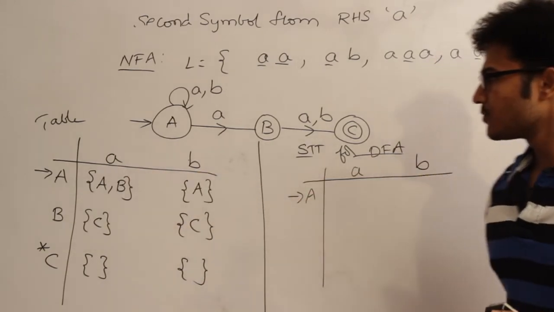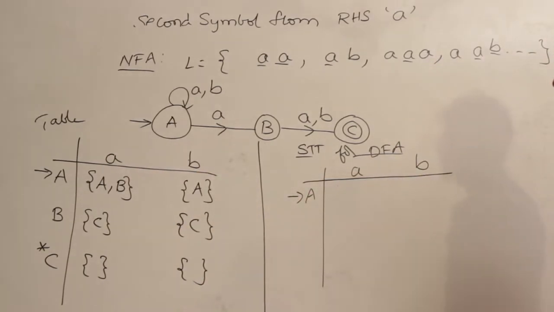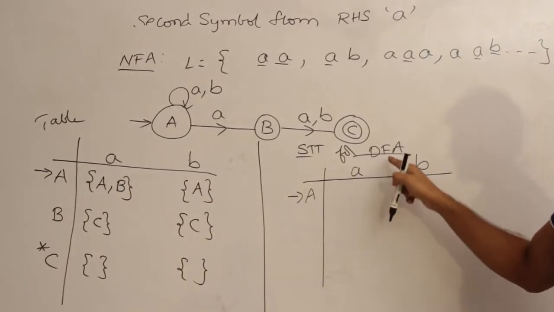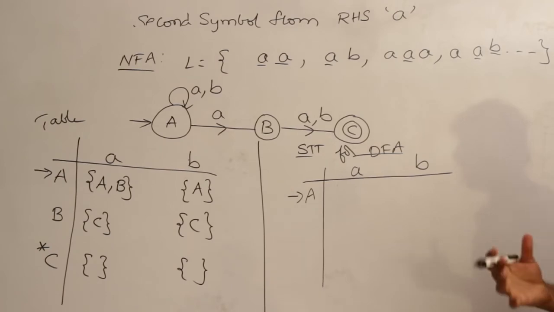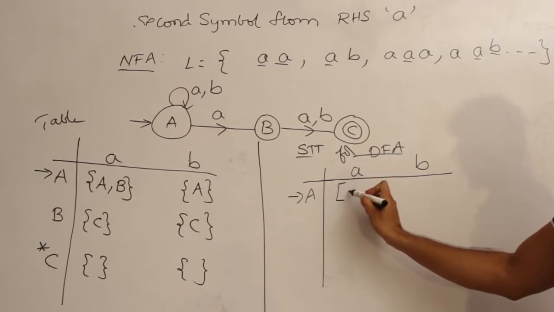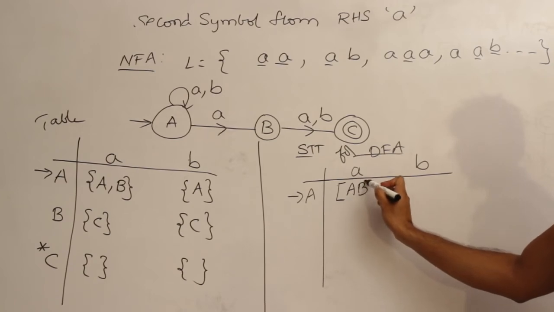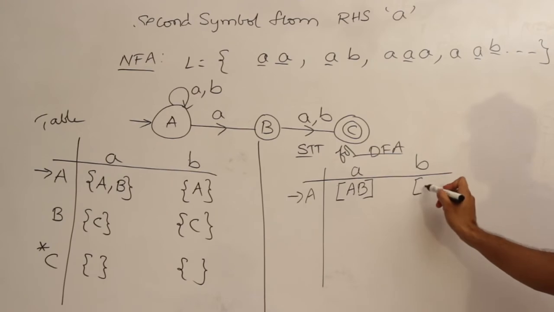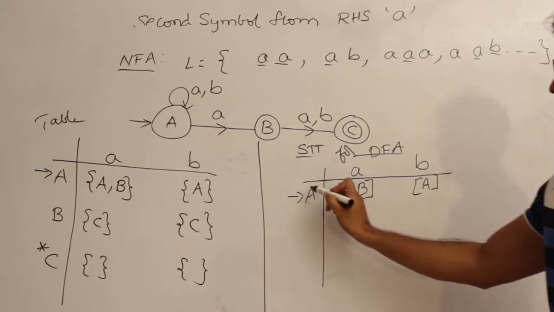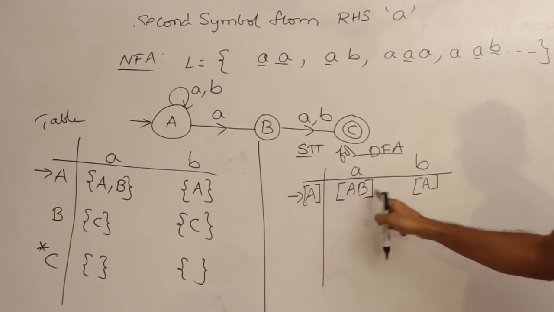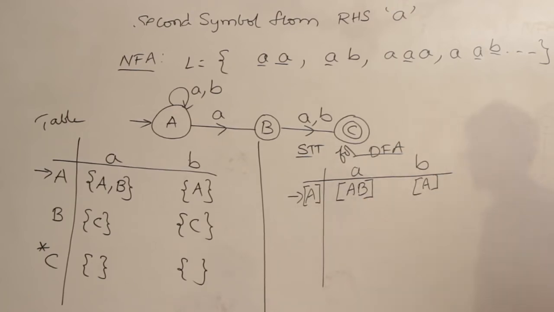Capital A on seeing small a is going to AB, which are two states, but I cannot write AB as two states in a DFA, because in a DFA we should always write one state. Therefore, I am going to combine A and B and write it as AB, and here I am going to write it as A itself. I'll write all these states like this. Every state is a single state and not a set of two states.